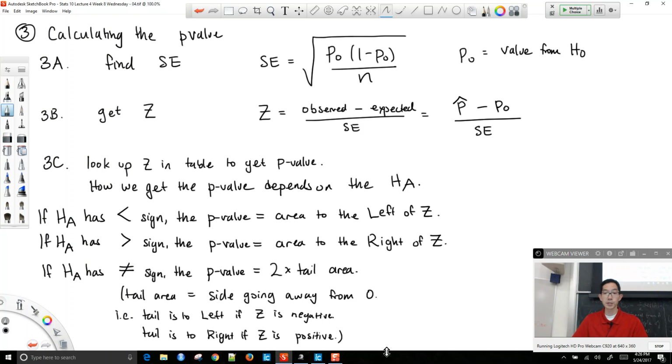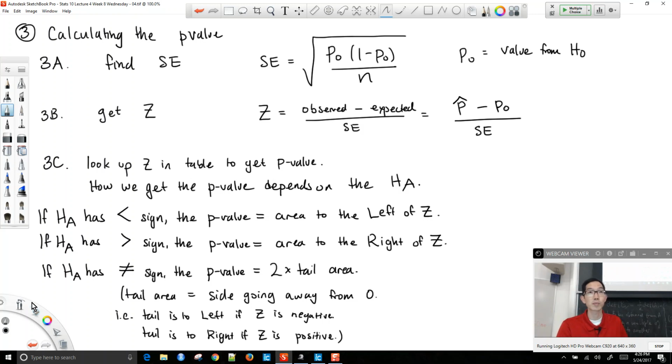And so this is how we get our p-value from our z-score. It very much depends on what's in the alternative hypothesis. If we have a less than sign, it's to the left. If we have a greater than sign, it's to the right. And if we have a not equal sign, it's 2 times the tail area, where the tail area is the side going away from 0. Do you guys get all that down?